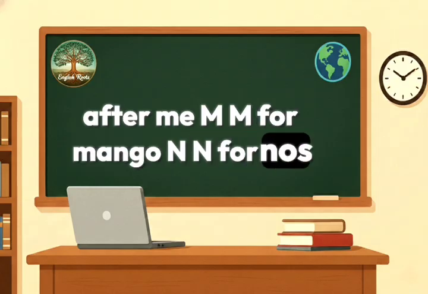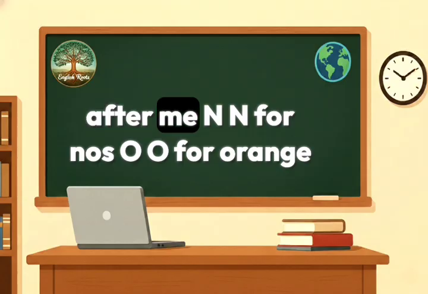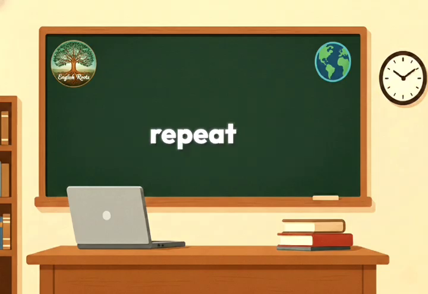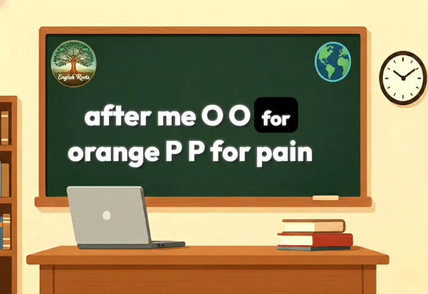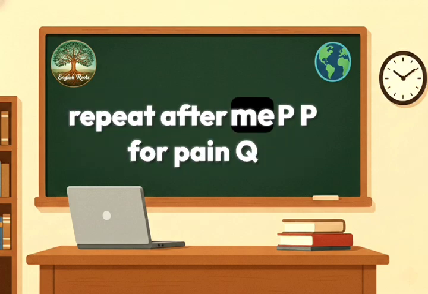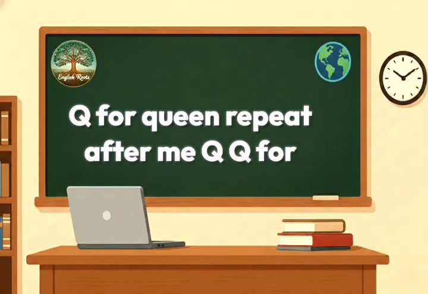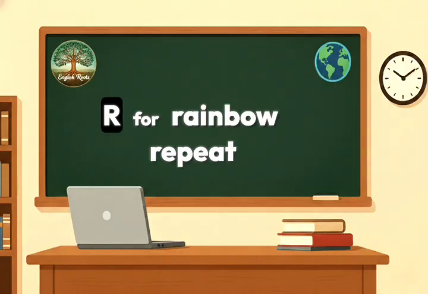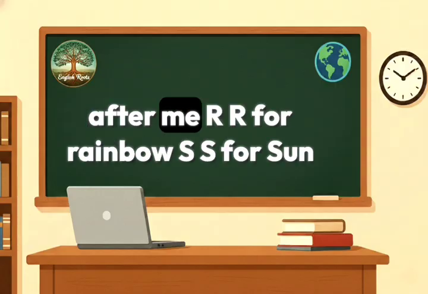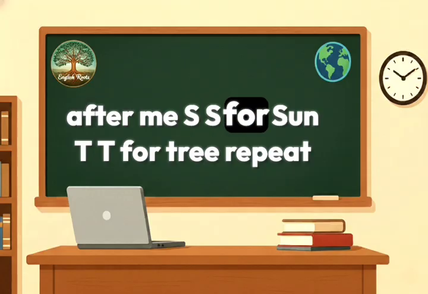N for nose. Repeat after me. N for nose. O for orange. Repeat after me. O for orange. P for pen. Repeat after me. P for pen. Q for queen. Repeat after me. Q for queen. R for rainbow. Repeat after me. R for rainbow. S for sun. Repeat after me. S for sun.